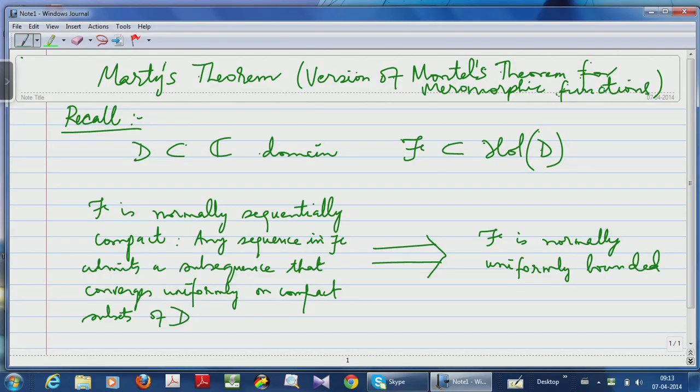The other thing you will get is that the family F is equicontinuous. Let me write this: F is equicontinuous. How does this come? These two implications come because of the Arzelà-Ascoli theorem. Let me put AA here, where, as a legend, AA stands for Arzelà-Ascoli.